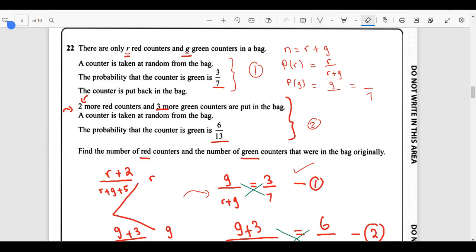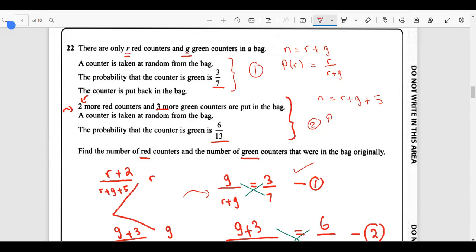Let's talk about the second one. So here's the second one. Okay. 2 more red counters and 3 more green counters are put in the bag. So N is basically R plus G plus, how many more counters did we add? We added 2 plus 3. 5 more counters, right? 3 plus 2. Very good. So this is N.